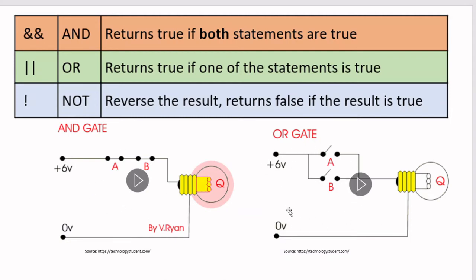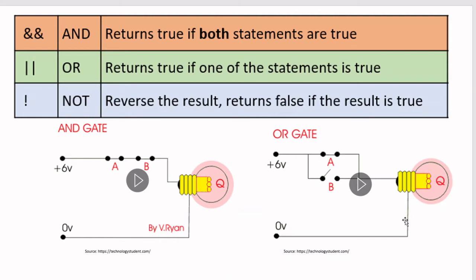Let's take a look at the OR. Now, that is equivalent to the OR gate. So the two switches here are in parallel, they're not in series. So if switch A is false and B is also false, then this light bulb is going to be off. That means false. Now, when is this light bulb going to be lit? If one of the two switches is closed. That means if one of them is true, then it is enough for the whole expression to be true.